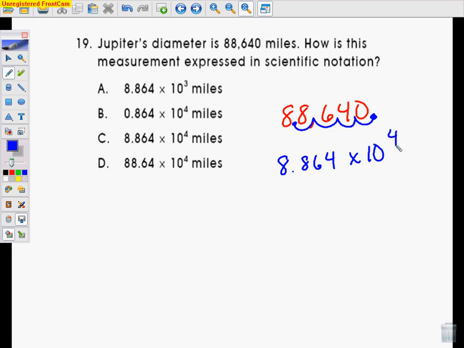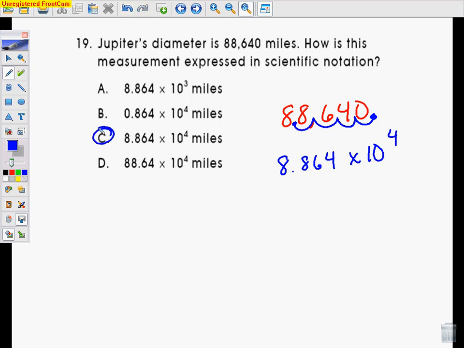All right, and we know that this is going to be a positive 4 because the original number is bigger than 1. When you start off with a number that's bigger than 1, the exponent will be positive. If it's less than 1, the exponent will be negative. So there's our answer, 8.864 times 10 to the fourth. So that would be C.